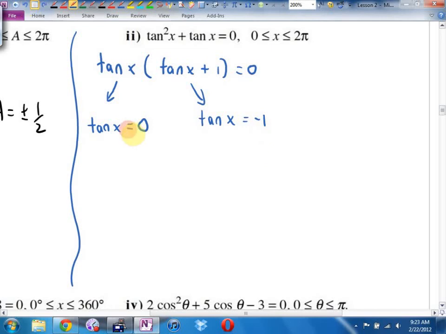Let's do this one first. Where is tangent 0? Cast rule is not going to help me because 0 is neither positive nor negative. I have to fall back. Unit circle is not even really going to help me. I got to fall all the way back onto, hey, tangent is what over what in terms of x and y and r?